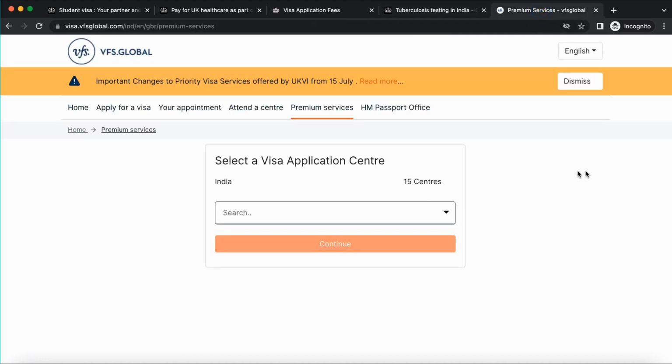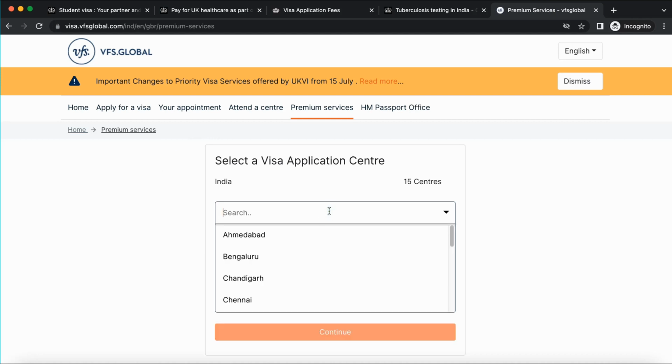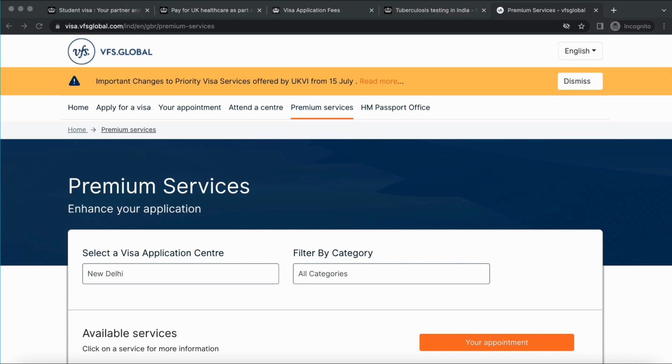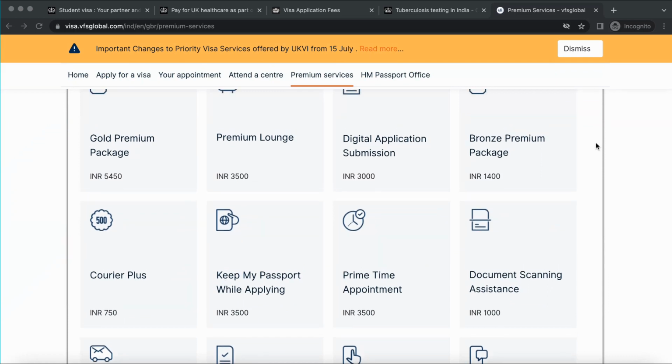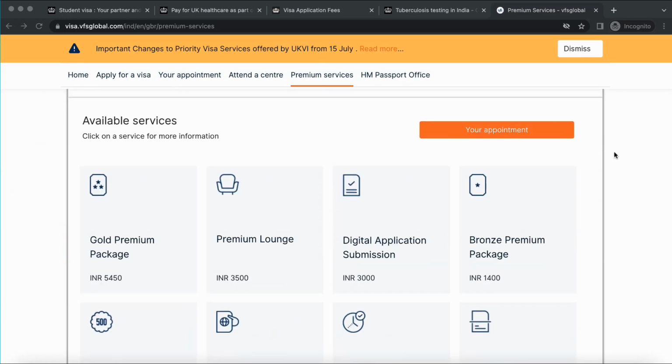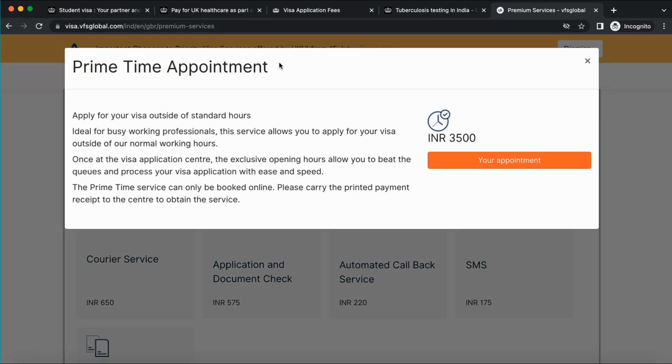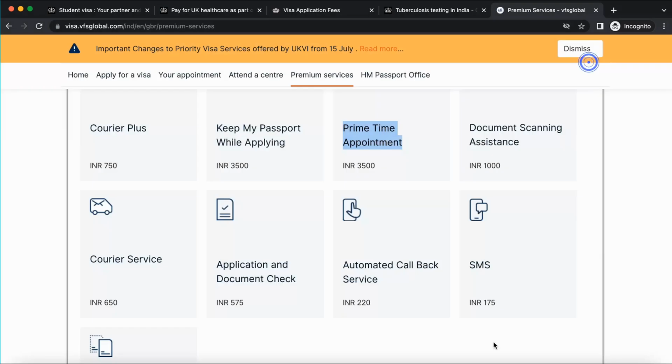Moving on to additional services at VFS Global, and let me tell you, this is essential. Why it is essential, let me quickly show you. Even though you don't have to pay any extra charges at the VFS Global, at times the slot that you are being provided may be after, let's say, 5 days, or 8 days or 10 days. But in that case, you can use this prime time appointment. The costing is 3,500 rupees. I know it's on the higher side, but yes, you can use this to get an early slot.